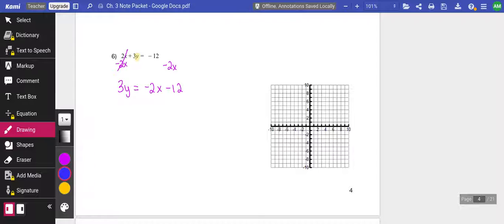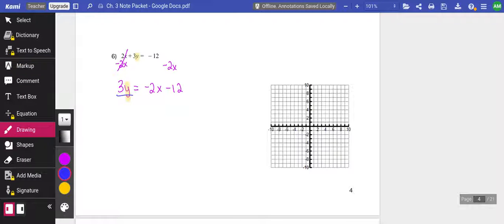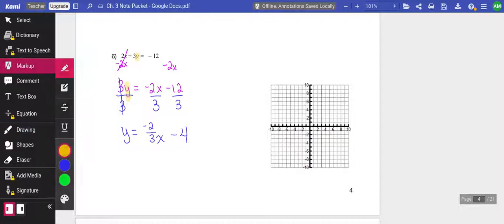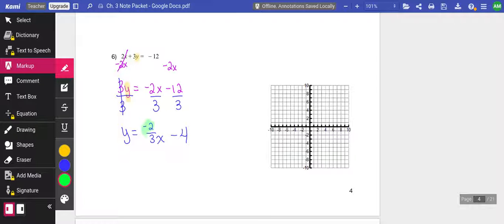So now I still don't have y by itself. I need to move that 3. So to move the 3, I'm going to divide by the coefficient. Y equals, and over here we're just going to write negative 2/3 x, and then minus 4.